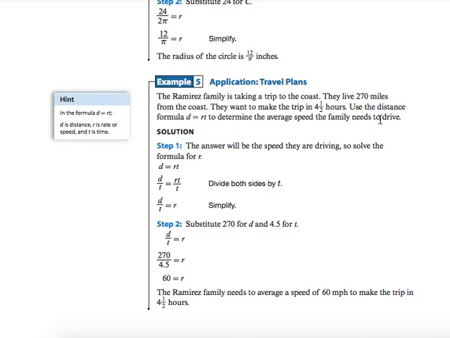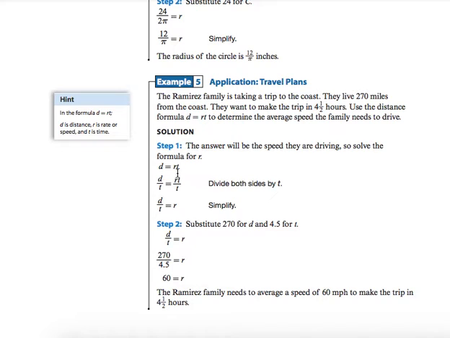So in this case, they give us some information and they want us to solve for another portion of the information. They want the trip to take 4.5 hours, and we know that it's 270 miles. So we know the time and we know the distance. We don't know r, which is the rate of speed. They want to know the average rate of speed that the family needs to drive. So the answer will be the speed they are driving, so solve the formula for r.